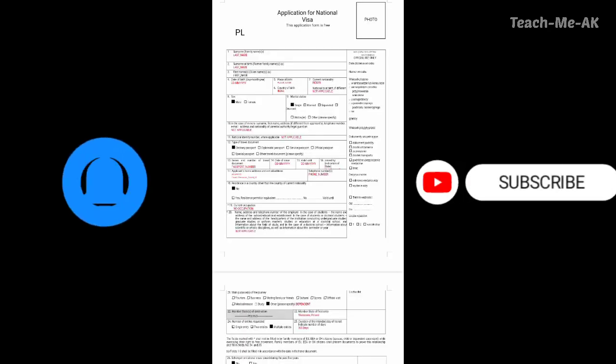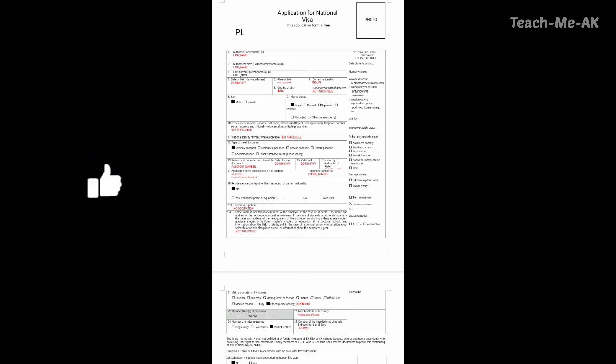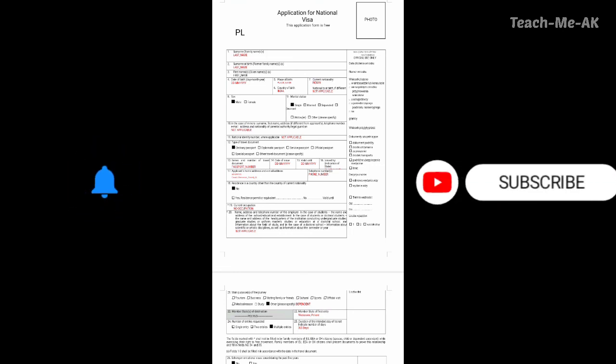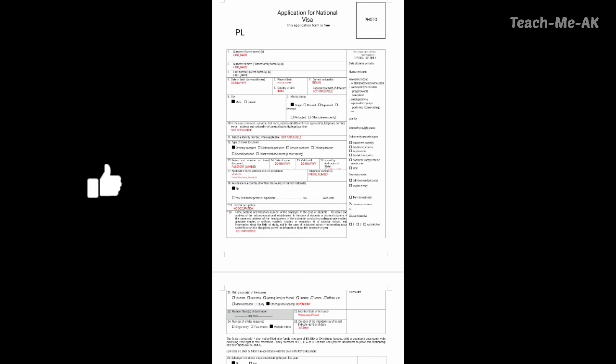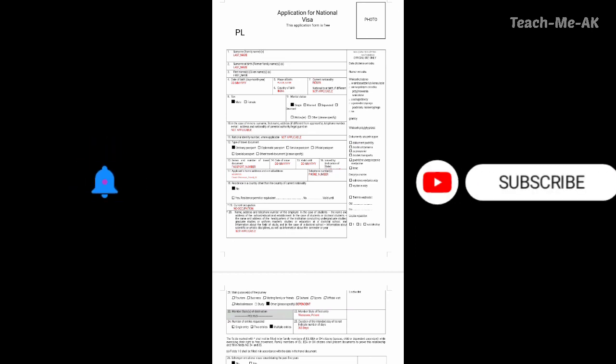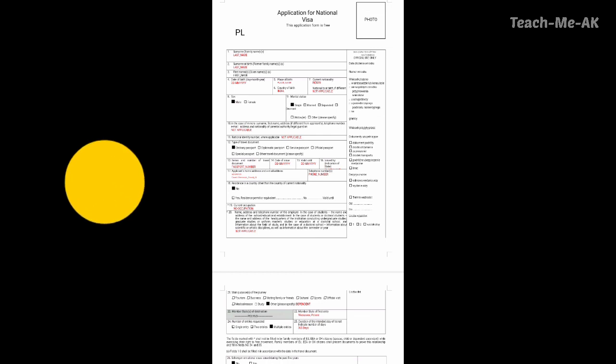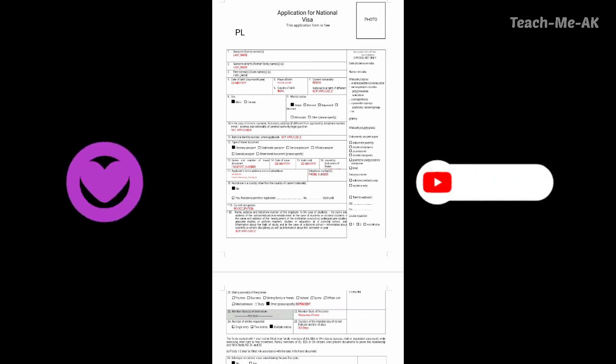So this is how you would be able to fill up the application form for your dependent minor. I hope this video is informative for you, which may help in filling up the application for your dependent minor for Poland visa application.